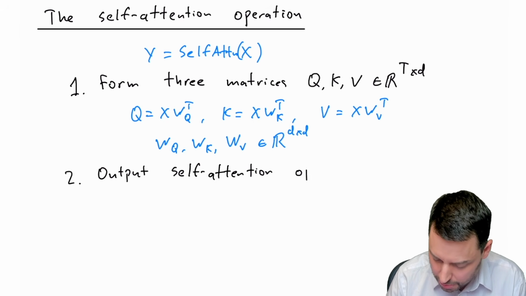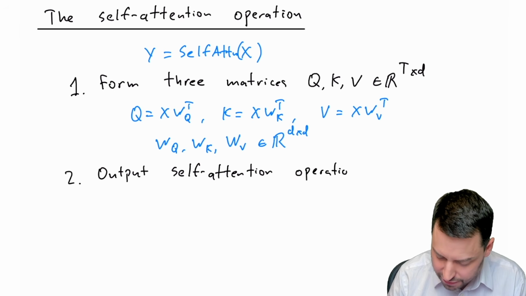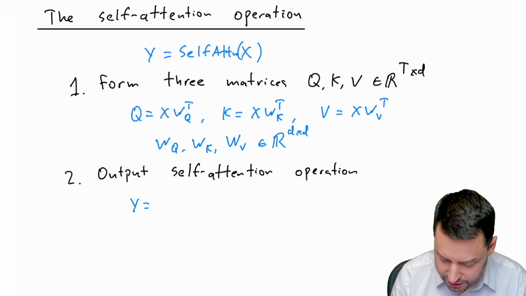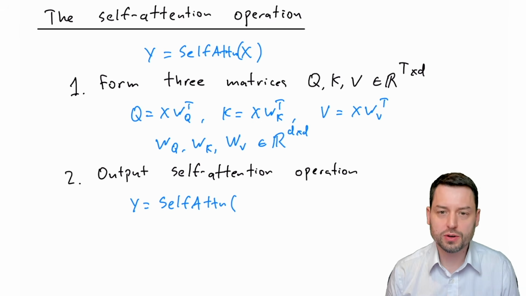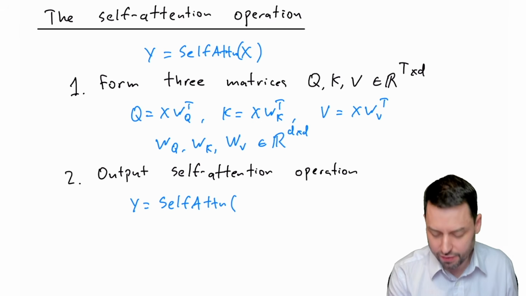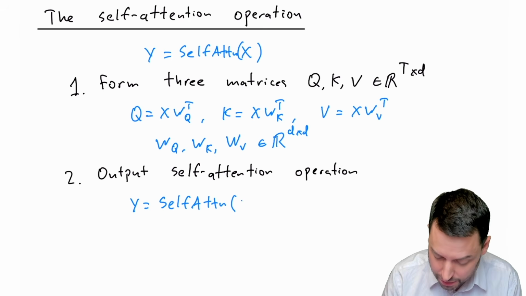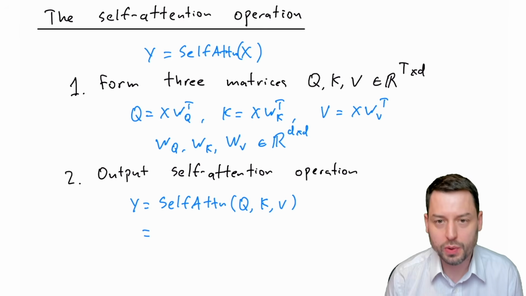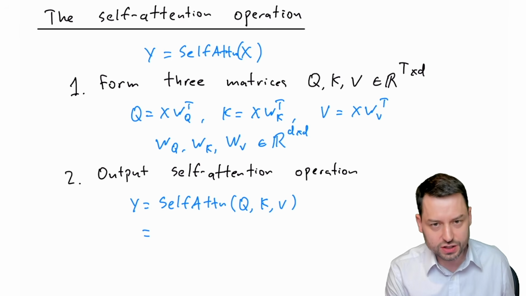And here we will actually define self-attention, y equals self-attention, not in terms of X, but in terms of these three elements, Q, K, and V. And this is just going to be equal to the following formula. And this is the self-attention formula.